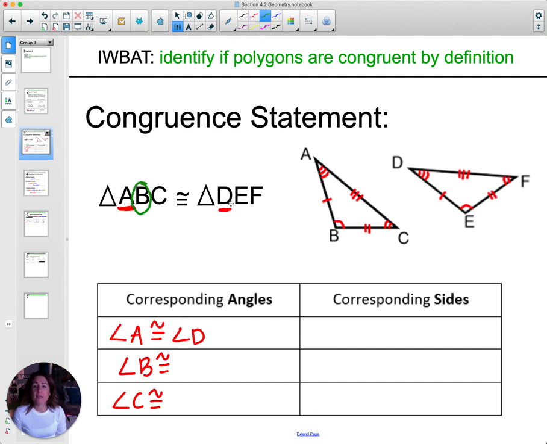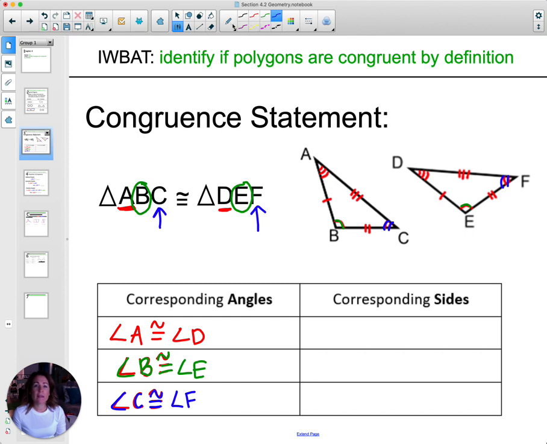B is the second letter, E is the second letter. So angle B is going to be congruent to angle E, because they're both in the second position. And if you look at the picture, 1 arc in each angle. And then C is the third letter, F is the third letter. So angle C is congruent to angle F. And you'll see in the diagram, angle C has 2 arc marks and angle F has 2 arc marks.